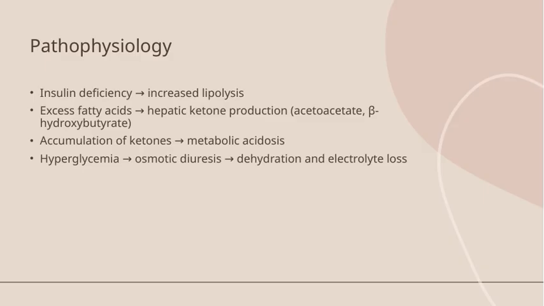The accumulation of these ketones causes the blood to become more acidic, resulting in a metabolic acidosis, a key feature of diabetic ketoacidosis. At the same time, the high blood sugar, or hyperglycemia, causes osmotic diuresis. Essentially, the excess glucose draws water out of cells and into the urine, leading to increased urination, dehydration, and loss of electrolytes. All these processes are interconnected and contribute to the complex clinical picture we see in diabetic ketoacidosis. Understanding this pathophysiology helps us grasp the severity of the condition and guides us in managing it effectively.